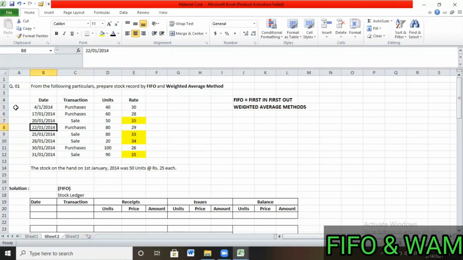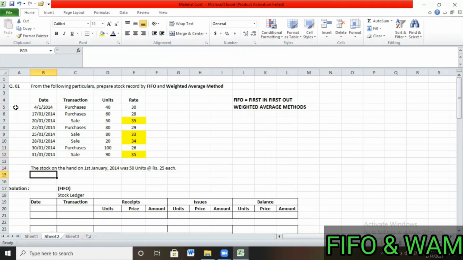Then again on 22nd January there is a purchase, and on 25th January a sale. That's why this region is marked with pink and yellow colors. Again a sale, again yellow. Here you can find that quantity comes in and quantity goes out. We need to understand the concept of what is coming in and what is going out, and in what proportion. Again a purchase takes place. Again on 31st March, a sale happened.